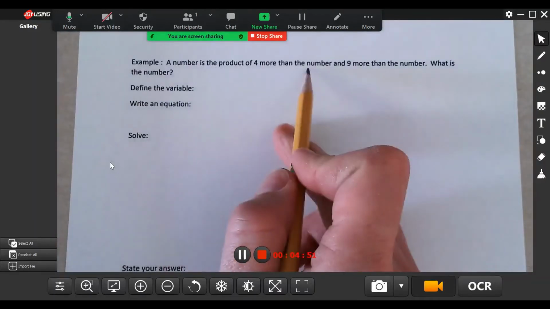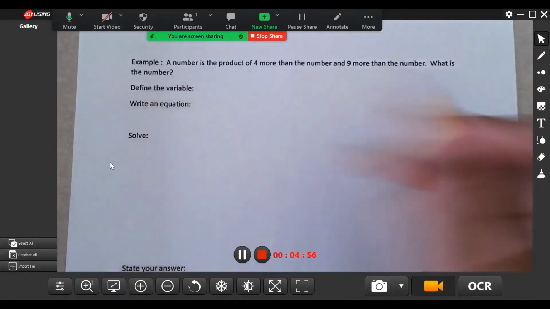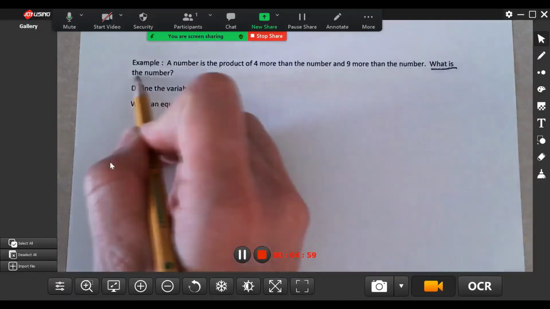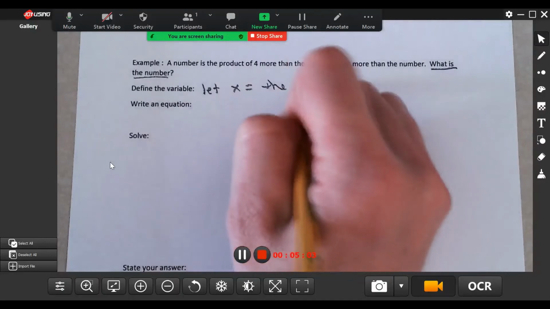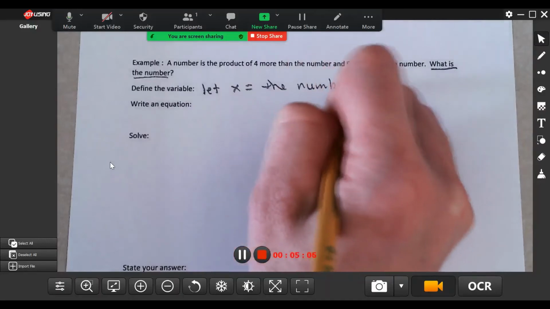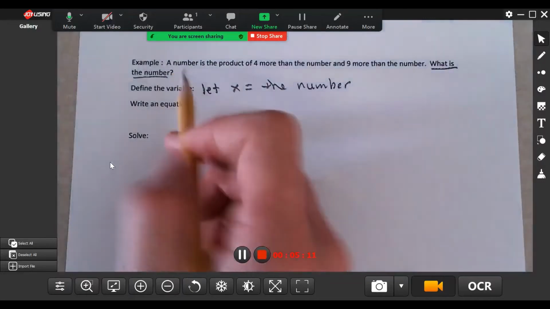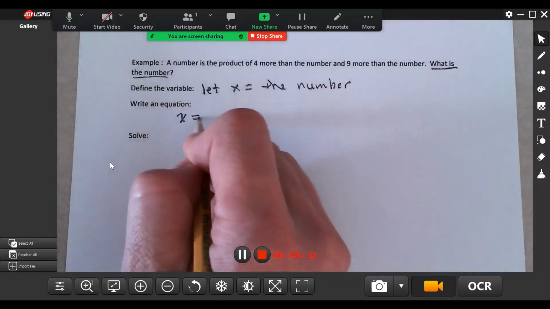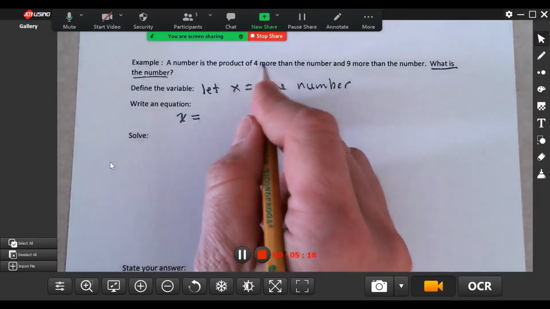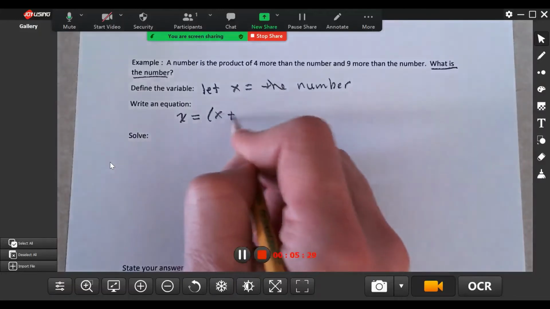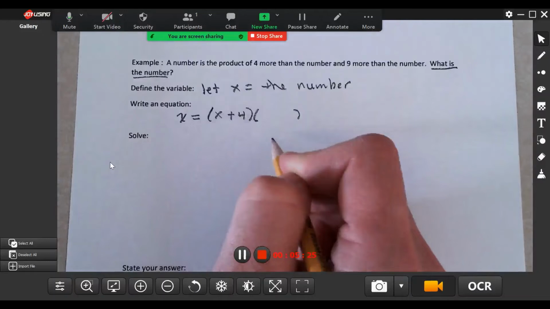What is the number? So as always, we define the variable. We're looking for the number, so we're going to let x equal the number. And then we want to write an equation. So reading from left to right, a number is, so we let our number be x, and is means equal. Product, so we're going to multiply. The first factor is 4 more than the number, so 4 more than would be x plus 4. And the other factor is 9 more than the number, so my number is x, and 9 more is plus 9.